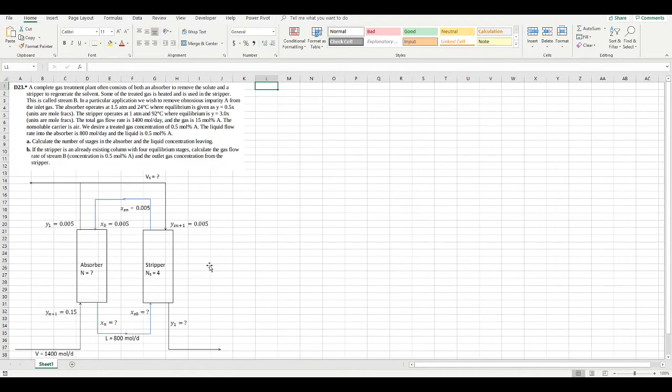So let's start with the absorber. We know that the equilibrium relationship is y equals 0.5x. We also know that since the inlet gas concentration is 15% of our impurity, this is a concentrated system, so we have to use mole ratios instead of mole fractions. So the liquid flow rate is 800 moles per day, and the gas flow rate is 1400 moles per day.